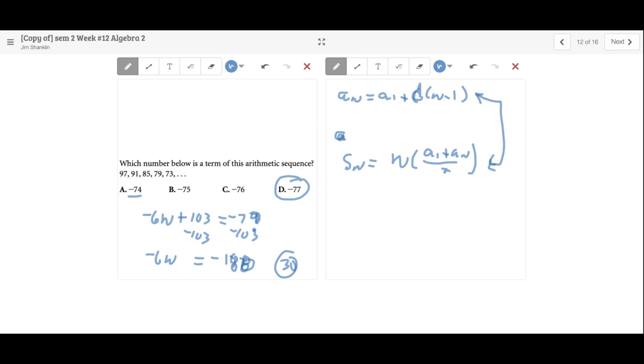Just because they said f of 0 instead of a sub n, that shouldn't matter. When they say a sub 1 is equal to something, that's the same thing as saying f of 1 is equal to the same thing. These mean exactly the same thing. It's just function notation instead of subscript notation. So you have to make sure you give the first term and then go from there.